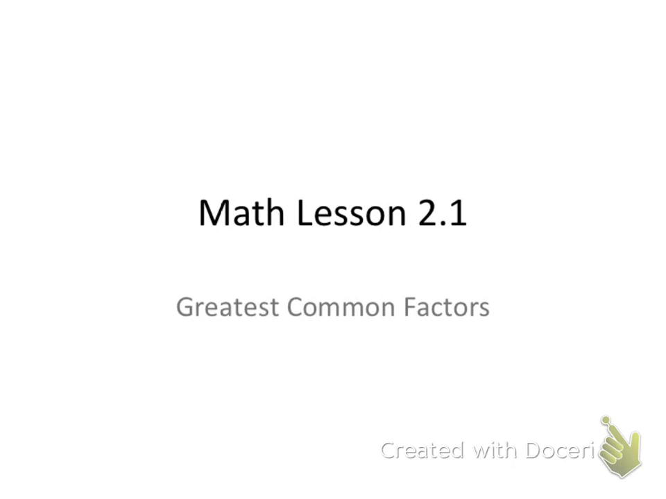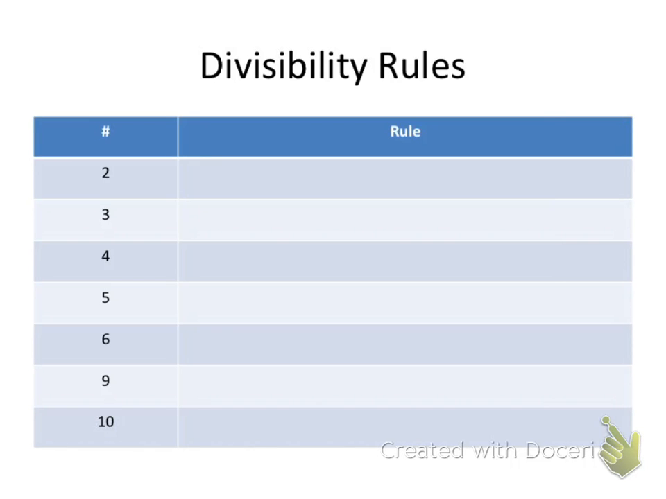Okay, today's lesson 2.1, it's our first lesson in Unit 2. We're going to be looking at the greatest common factor and finding the greatest common factor between two or three numbers and monomials. So that'll be a new term for you probably. The first thing we want to do is kind of review our divisibility rules. What we mean by divisibility rules is testing numbers for divisibility.